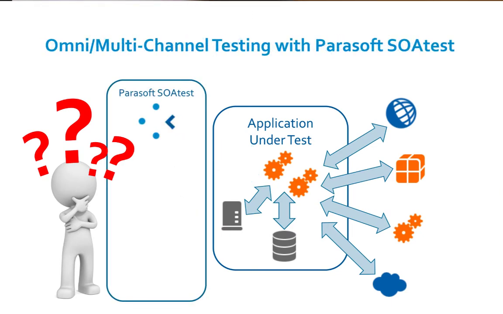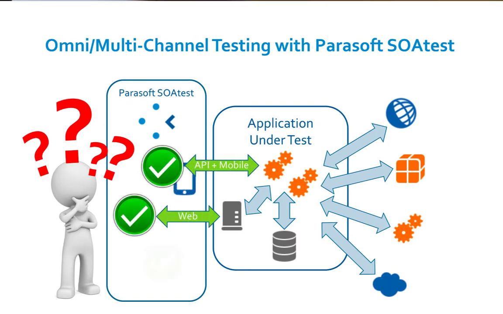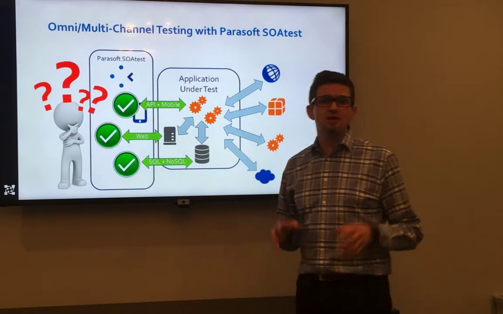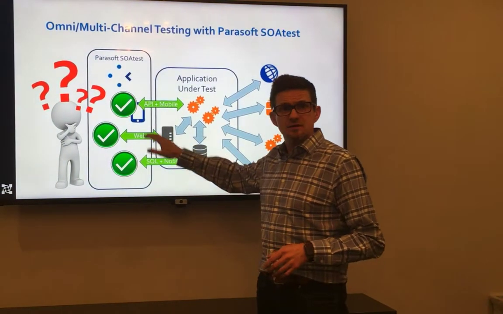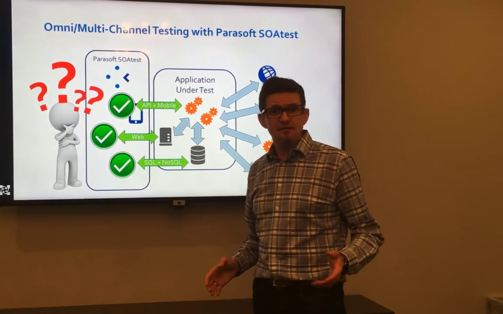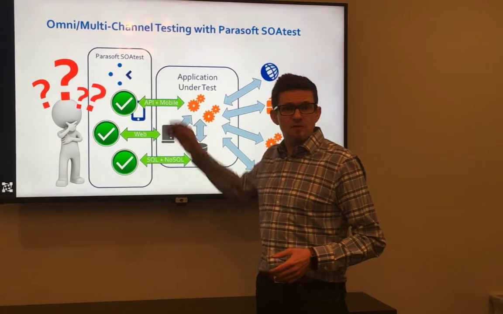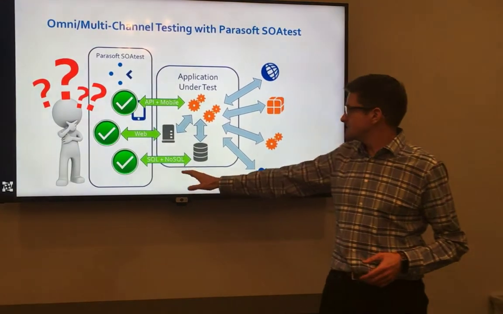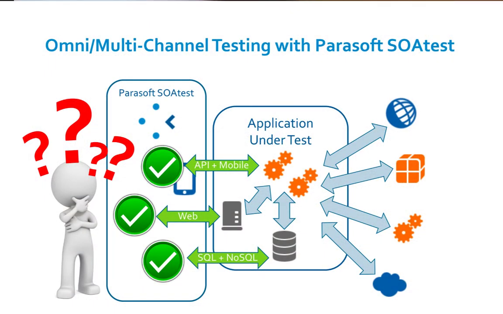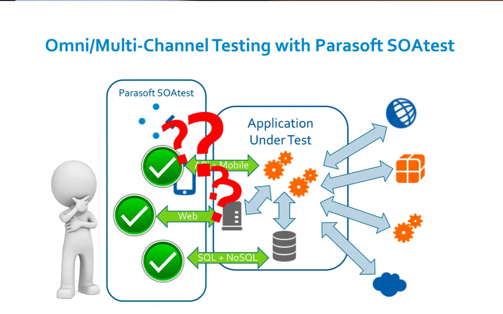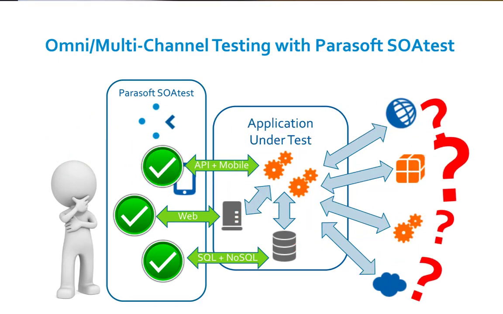So SOAtest can actually help me create multiple tests that go across the different channels and then coordinate them together, creating true omni-channel or multi-channel tests. Everything from my web front end, accessing the APIs directly, validating interfaces through my mobile application, as well as validating the data on the back end. So this is great. I've got a test now that's going across all of these different channels, but the problem's actually moved. What about all of these back-end dependencies?